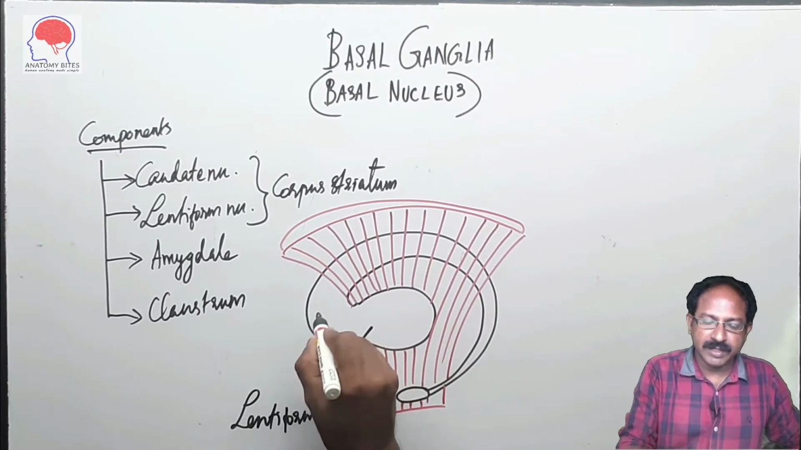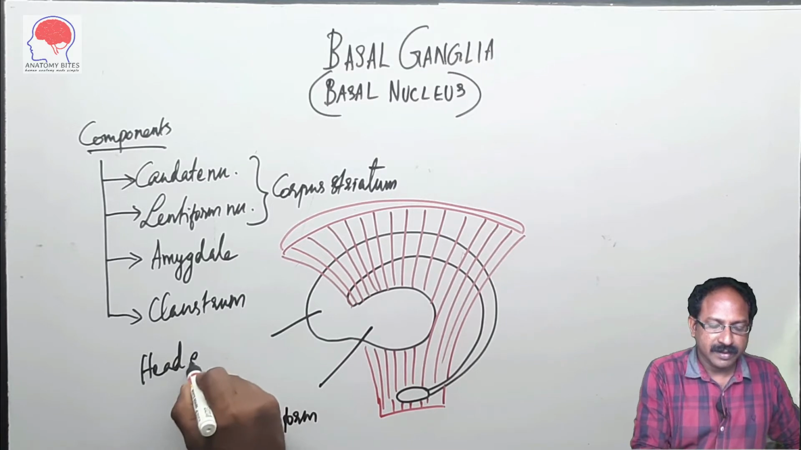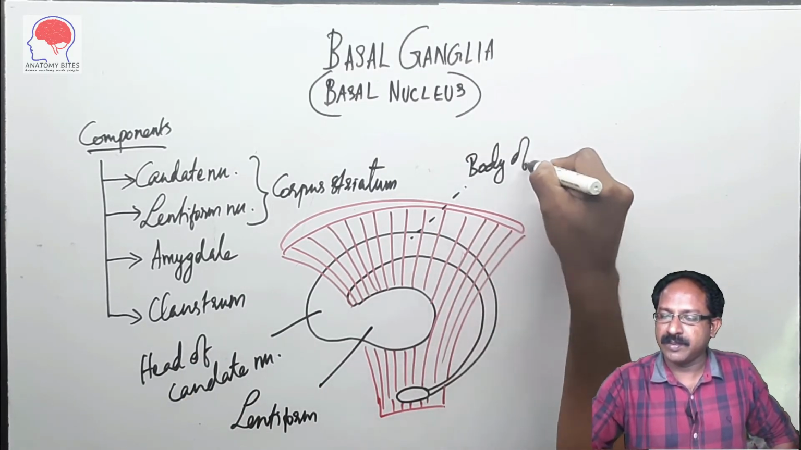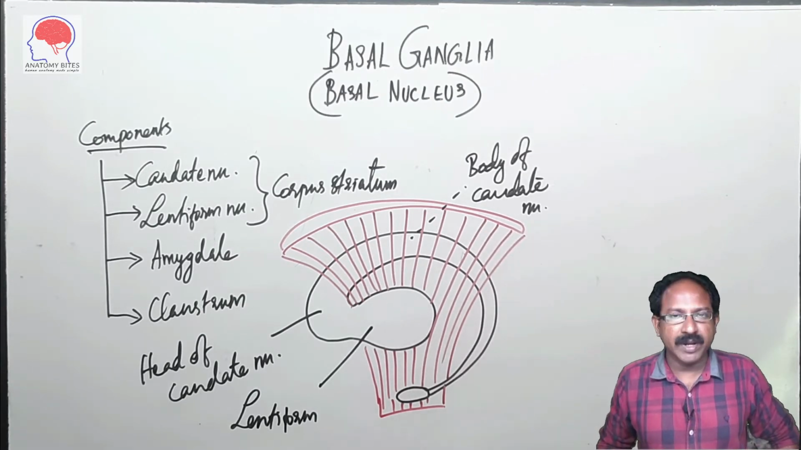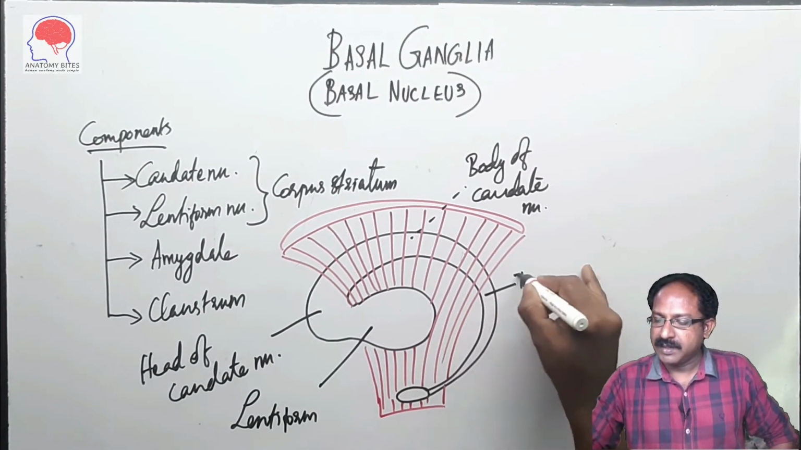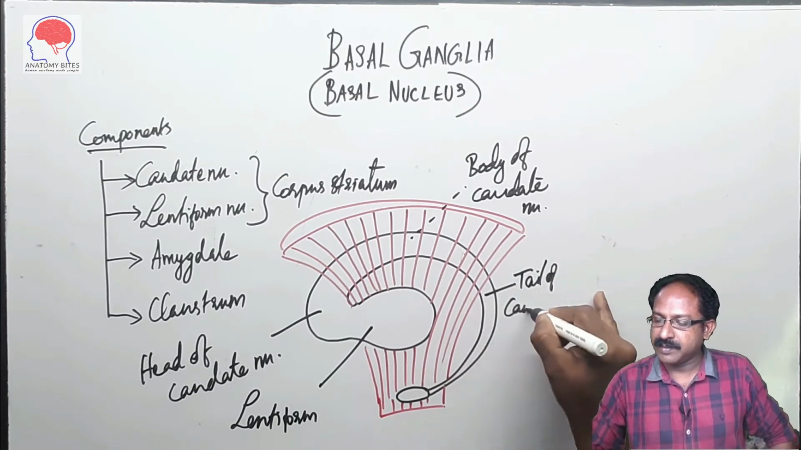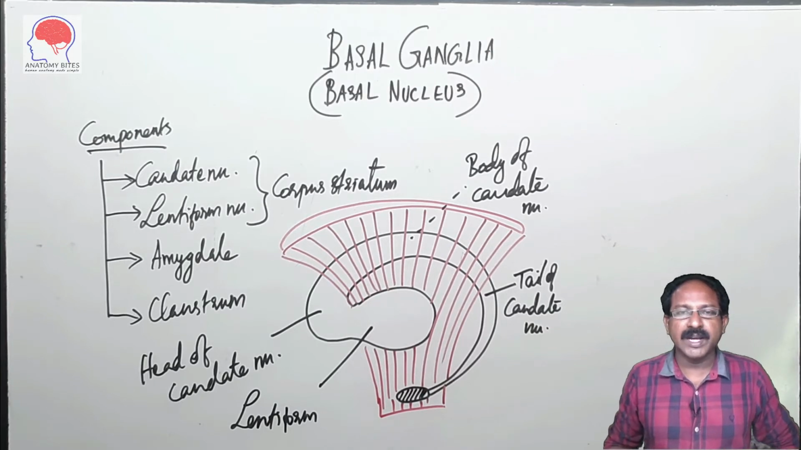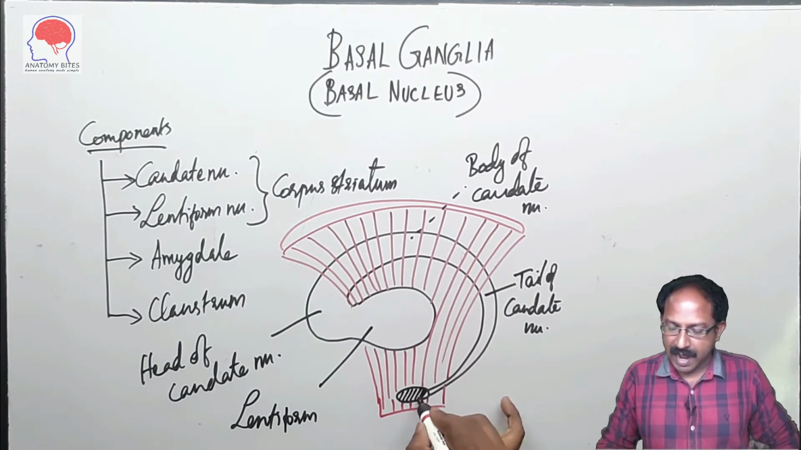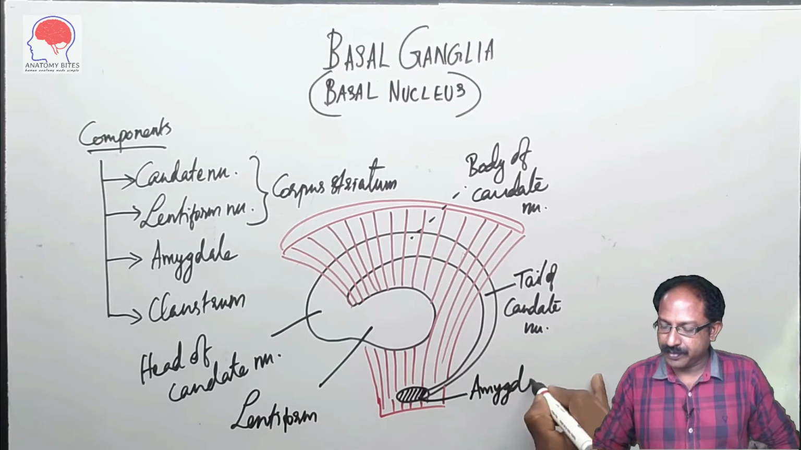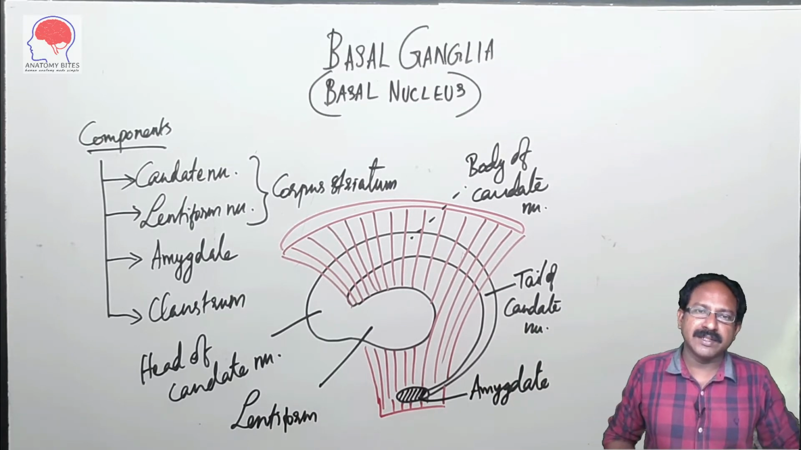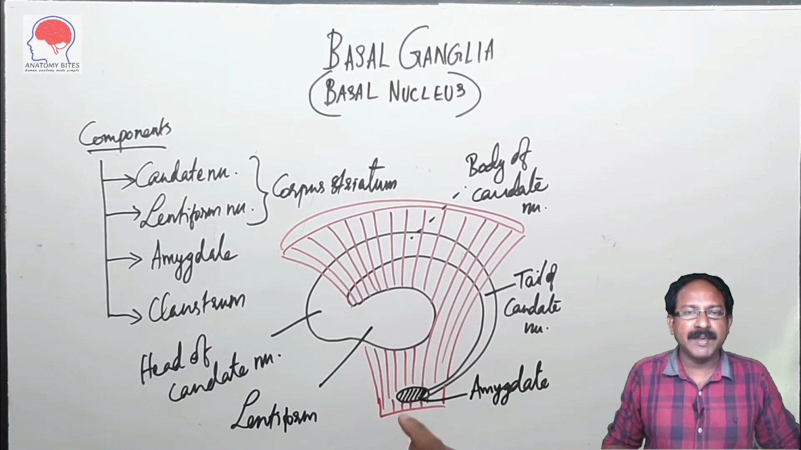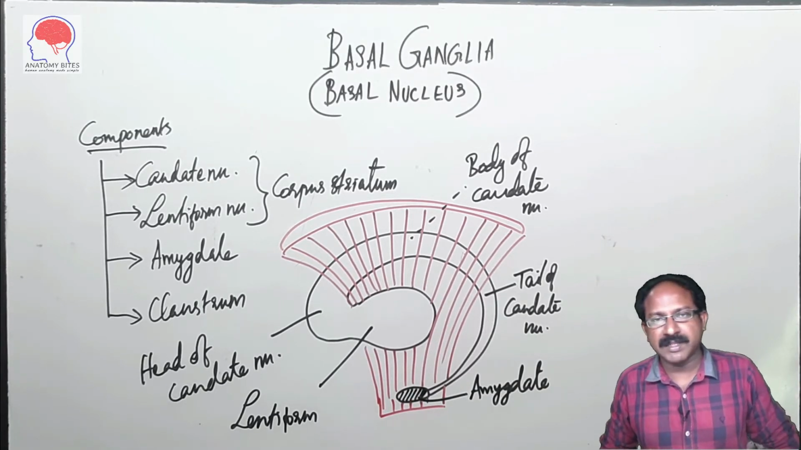This is the lentiform nucleus. Here is the head of the caudate nucleus, body of the caudate nucleus, tail of the caudate nucleus, and this structure related to the tail of the caudate nucleus is named the amygdala. Even though the amygdala is seen to be related to the end of the tail of the caudate nucleus, functionally the amygdala is not part of the basal nucleus.